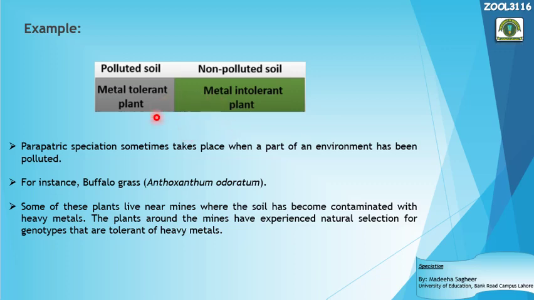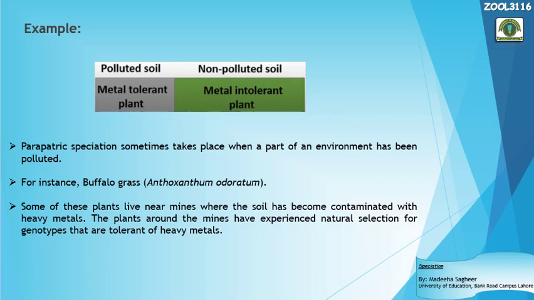The plants of this portion, though they belong to the same species, will ultimately adapt themselves to the polluted soil and become metal tolerant. The rest of the individuals present in the same geographical area but distant from this polluted area are metal intolerant plants. Now you can easily understand the concept of parapatric speciation. The speciation takes place because of the distance. When there is a distance, even a smaller change in the environment could lead to speciation.